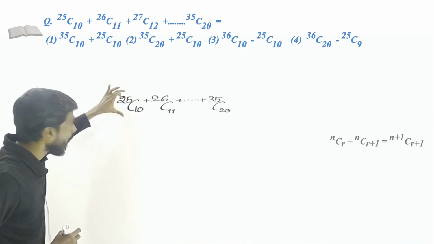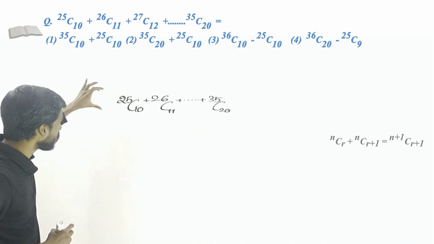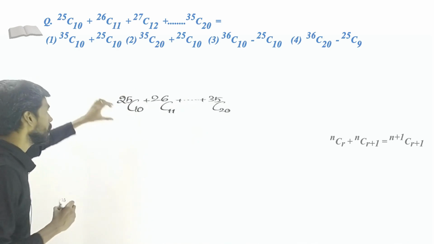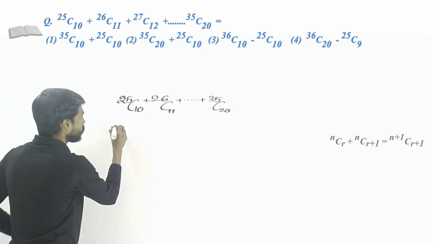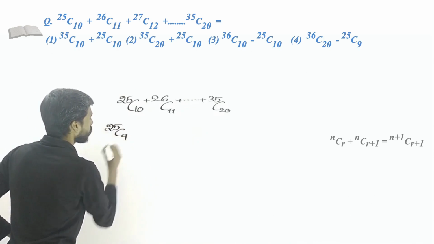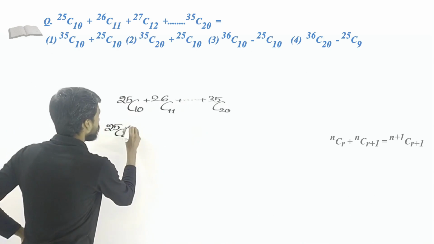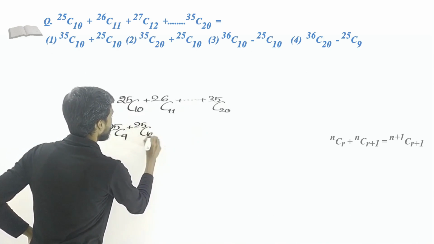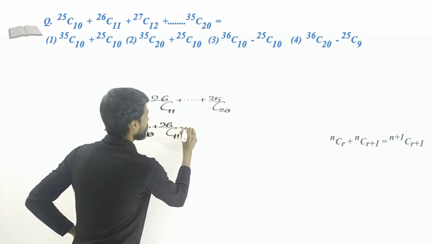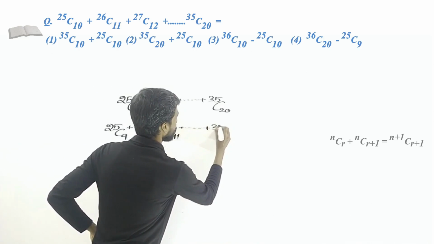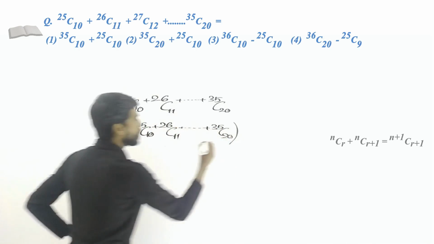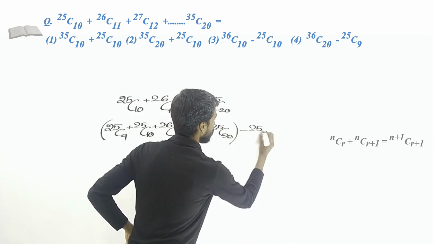So what can be added with this? Suppose we have a term previously which has the same value 25, but this value is 1 less than that. See, you want the n value to be same. So I'll add this value 25C9. Okay, you add this value with this 25C10, and the rest of the terms remain the same, 26C11 etc. Last one is 35C20. We have added one term 25C9, so that should be subtracted, 25C9.